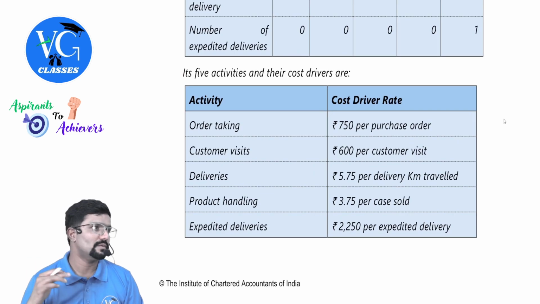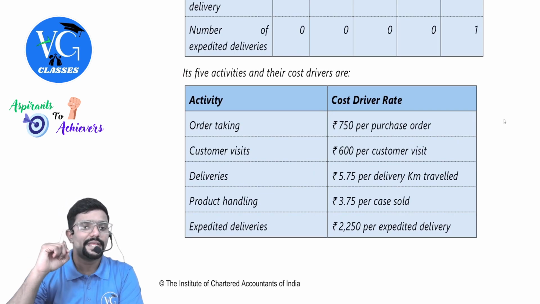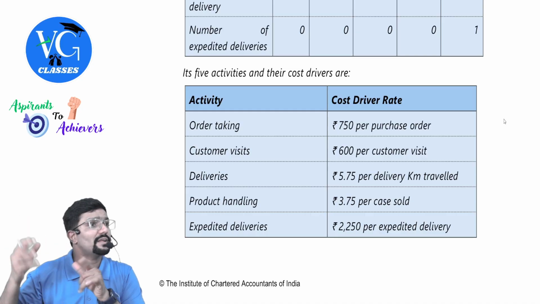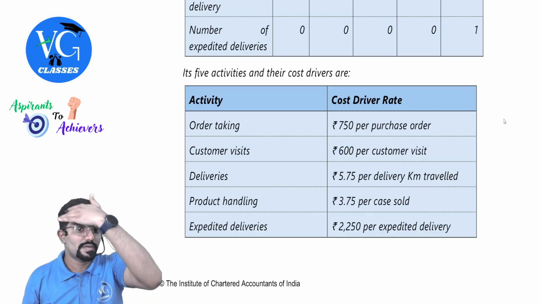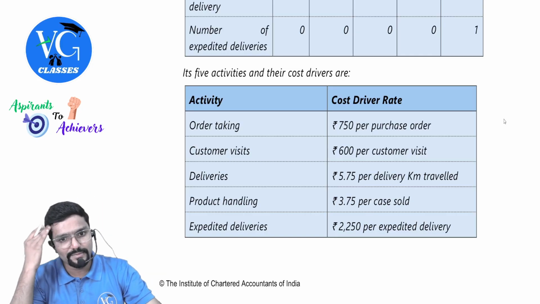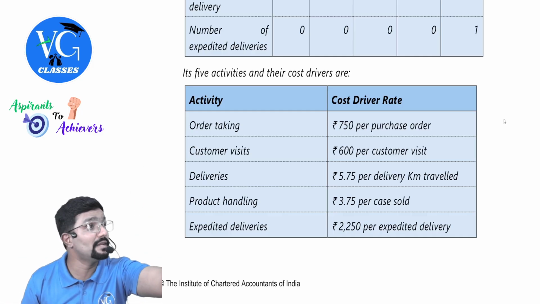Okay, only for one. Its 5 activities and their cost drivers are order taking 750 per purchase order, already given, the activity rate. Customer visits 600 per customer visit. Deliveries 5.75 rupees per delivery kilometer.